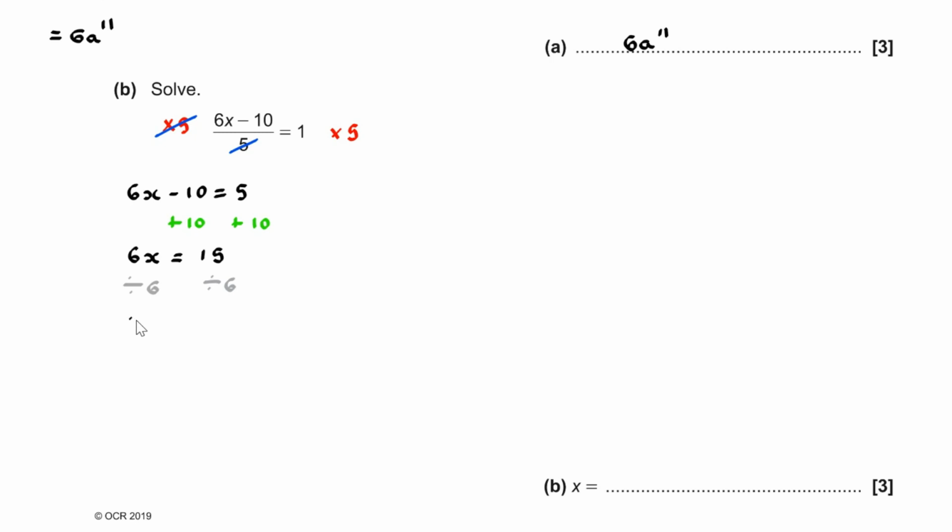then x is equal to 15 divided by 6. We can simplify this by dividing both the numerator and the denominator by 3. 15 divided by 3, that's 5. 6 divided by 3, that's 2. And therefore you can see x is equal to 5/2. Which, if you want to write that as a decimal, you can see that x is equal to 2.5.